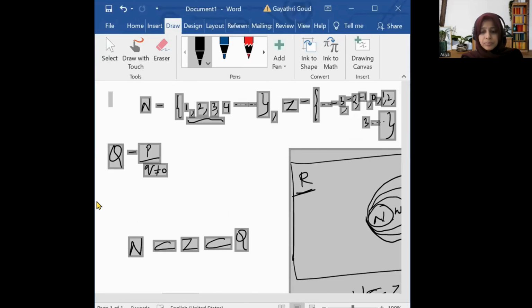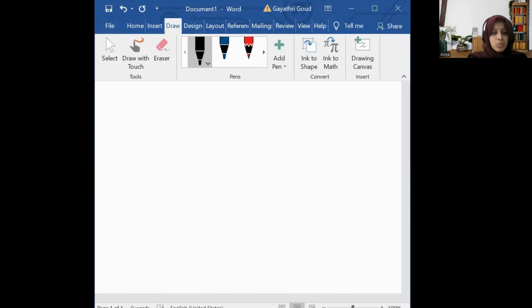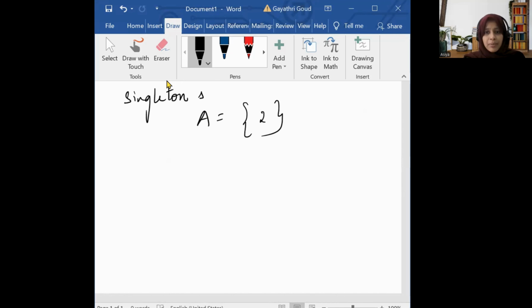Now, let us move on to the next example. Yes. Now, suppose I am writing A equals {2}. Now, this will be called a singleton set. What do you mean by a singleton set? That means it contains one and only one element. How many elements do you see in A? Just one element.